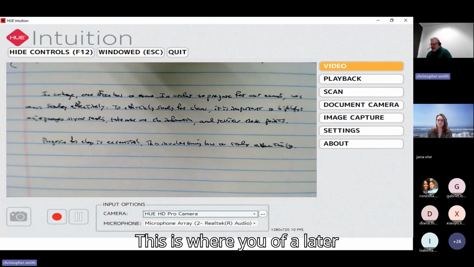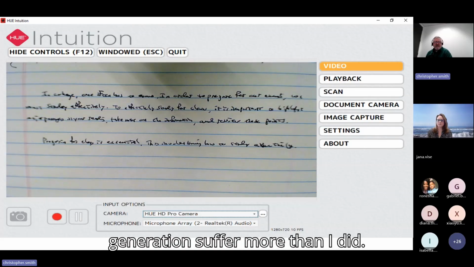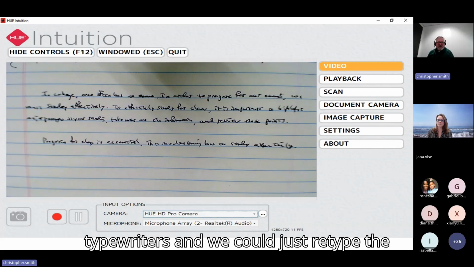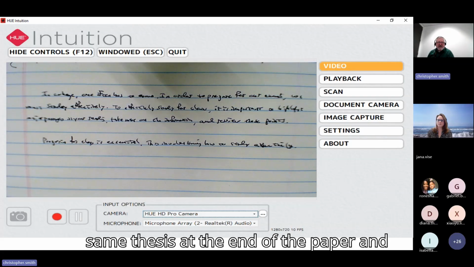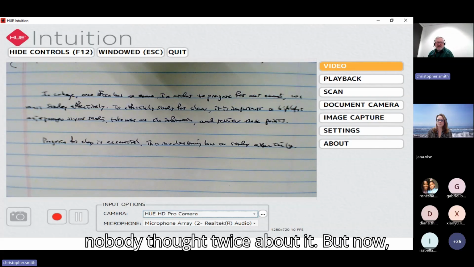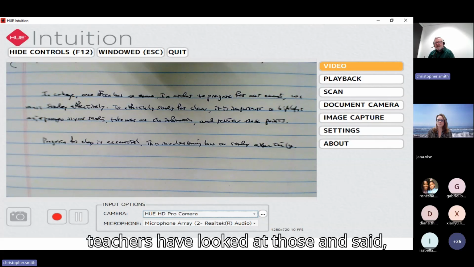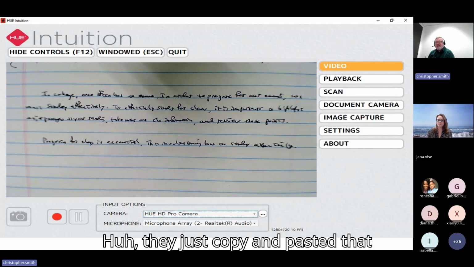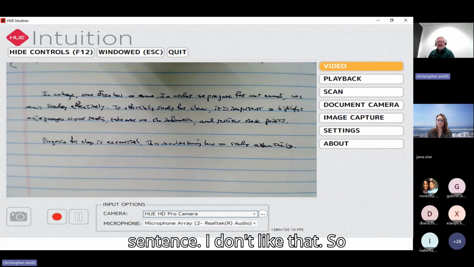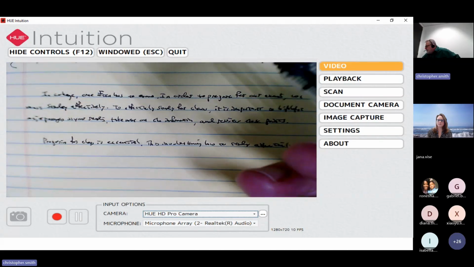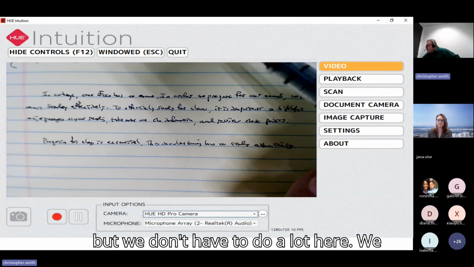This is where you of a later generation suffer more than I did, because when I was growing up, we had typewriters and we could just retype the same thesis at the end of the paper and nobody thought twice about it. But now, ever since computers have come along, teachers have looked at those and said, huh, they just copy and pasted that sentence. I don't like that. So now we have to slightly reword it. But we don't have to do a lot here.